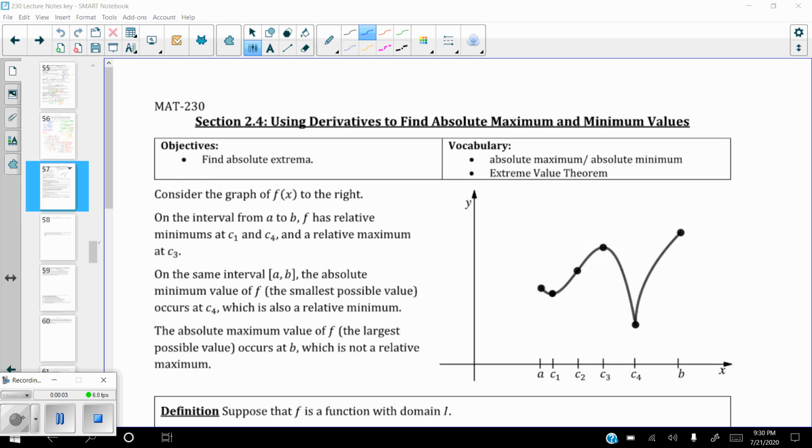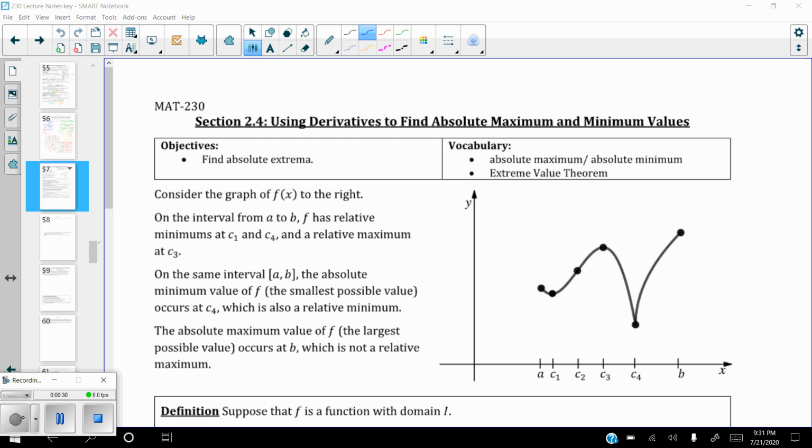All right, we're in section 2.4, using derivatives to find absolute maximum and minimum values. Really, if you followed how to do local max and min values and some of our ideas behind derivatives, this will probably be one of the easier sections that we do. And the video for this should actually be relatively short. I think the concept is really simple.